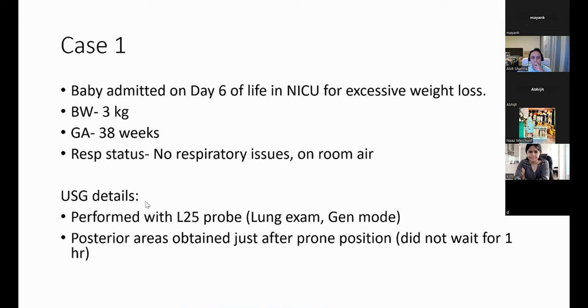This was a term baby who was admitted on day 6 of life for excessive weight loss. The birth weight was 3 kg and gestation was 38 weeks. The baby did not have any respiratory issue and was maintaining saturation well on room air. So I chose this case to get an idea of what a normal lung looks like. I performed this exam with the L25 linear probe. One of the limitations was that I obtained the images in the posterior area just after making the baby prone, and did not wait for 1 hour, which would have been ideal, I think.